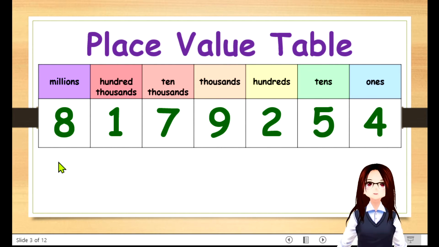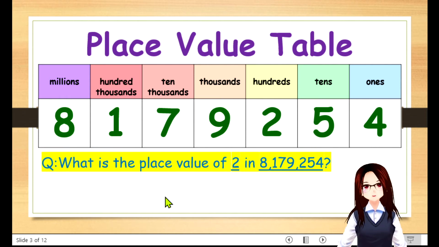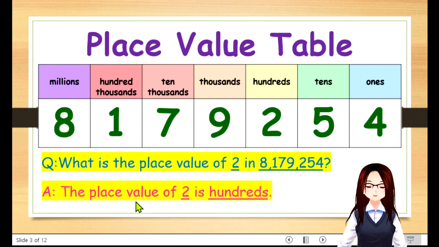Well, this number is 8,179,254. Let me repeat that. 8,179,254. Okay, what is the place value of 2 in 8,179,254? So first, we will look for 2. Number 2 is here, and the corresponding place value is hundreds. So the answer is, the place value of 2 is hundreds.